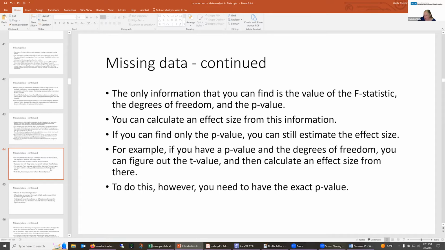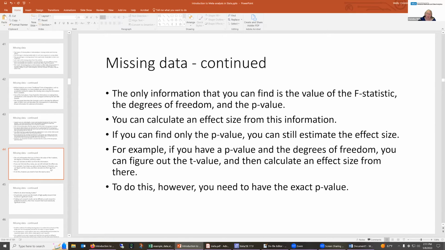You can actually do reasonably well if all you have is, say, the F statistic, the degrees of freedom, and the p-value. You can actually get the effect size out of all of that. If you can only find the p-value, you can still get back to an effect size. You need a little more information, but yeah, you can still do that. But you do need to have the exact p-value, okay?